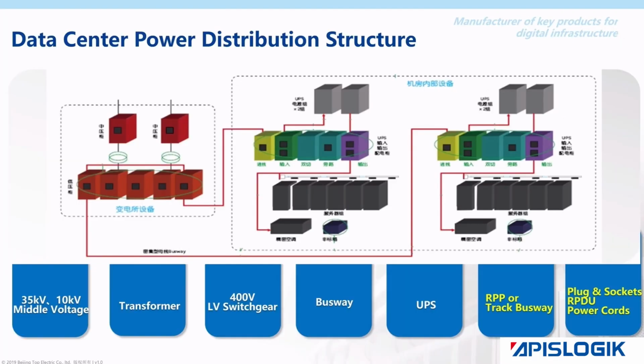This is the power distribution structure of a data center. It is becoming popular that track busway replaces RPP and distributes power to RPDU at downstream of UPS.